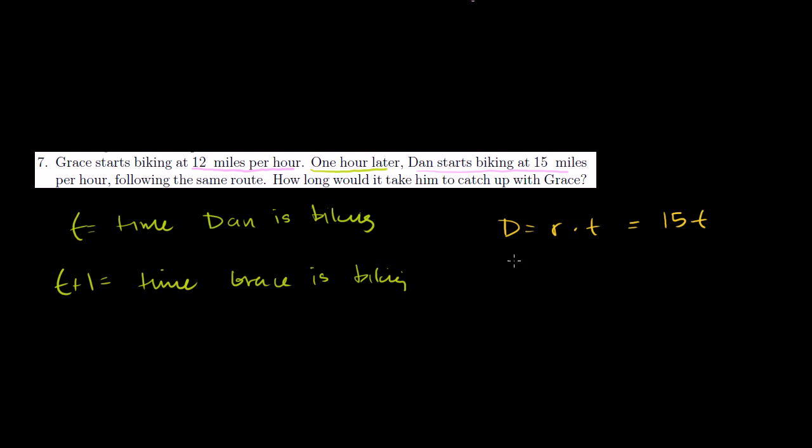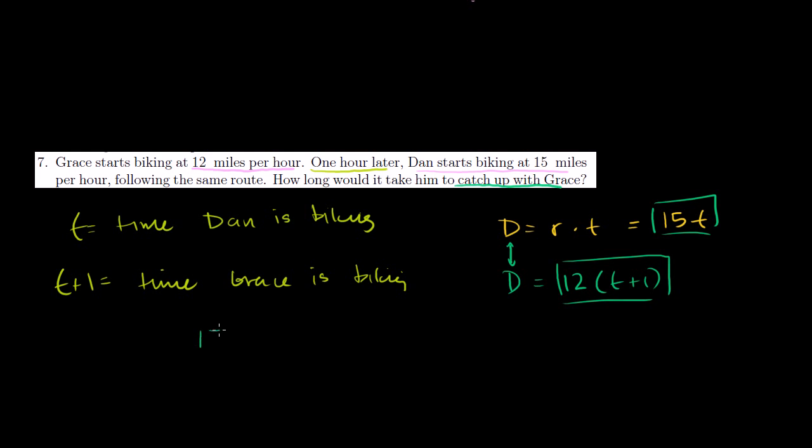This is Dan's distance. And then Grace's distance, let's say D for Grace, that's her distance is going to be equal to 12 miles an hour. And her time, in terms of t, is going to be t plus 1. She's going to always be traveling for 1 more hour than Dan. So 12 times t plus 1. And the point at which they catch up, that's the point at which Dan's distance is going to be equal to Grace's distance. So we just have to set these two to be equal to each other.